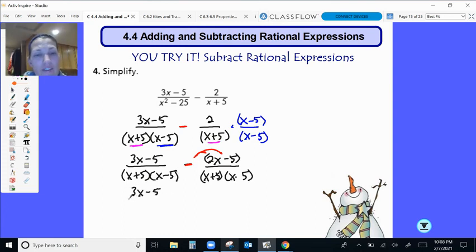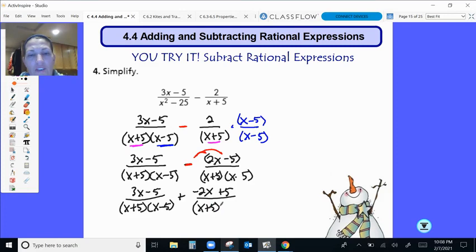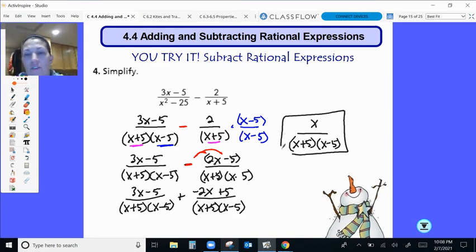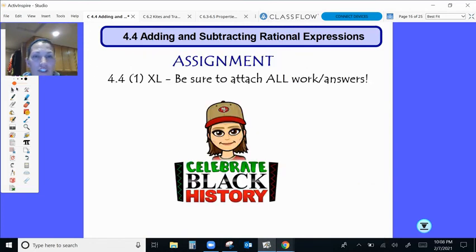So 3x minus 5 over x plus 5 times x minus 5. And then that's going to become a minus. So we're going to add a negative 2x plus 5 over x plus 5, x minus 5. So our total result is going to be 3x minus 2x, which is going to be just an x. Negative 5, positive 5 is 0 over x plus 5, x minus 5. And there we go. Okay, so that is addition and subtraction in a nutshell.